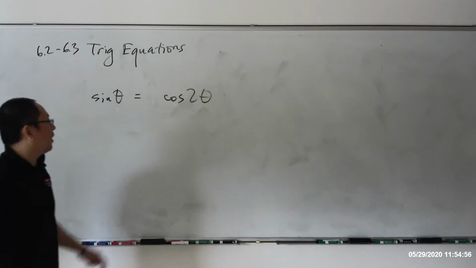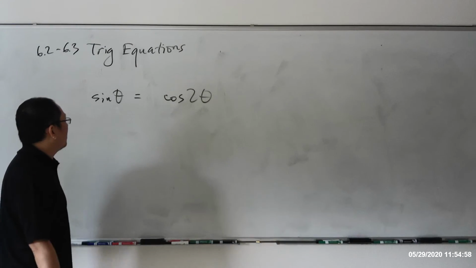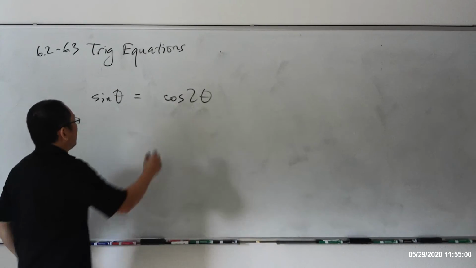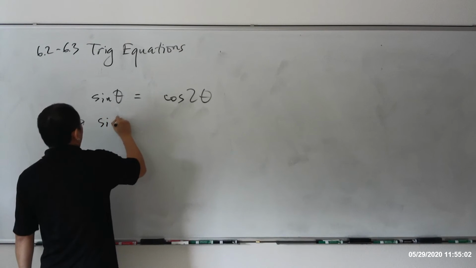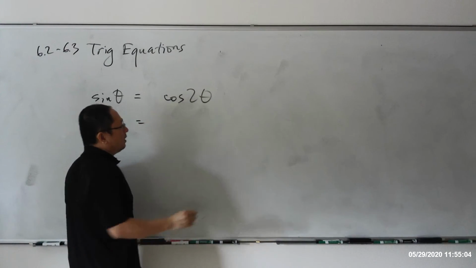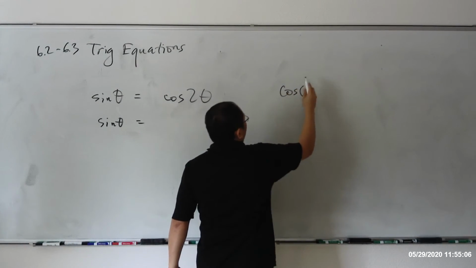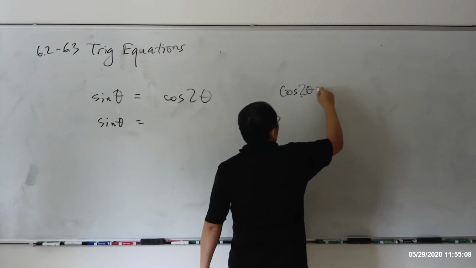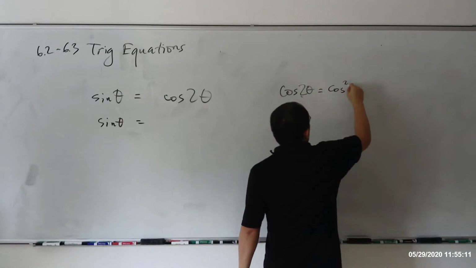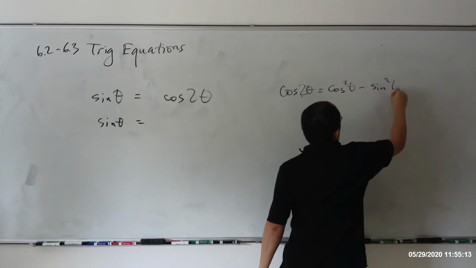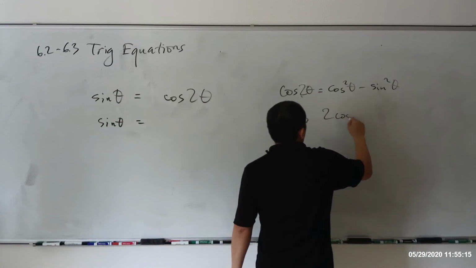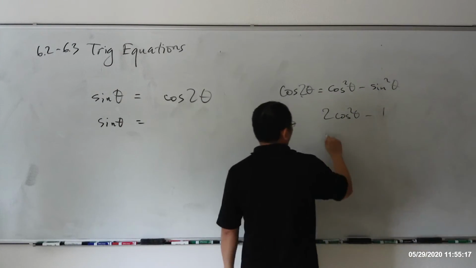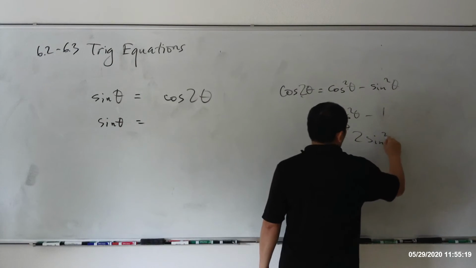First thing I would do is try to bring the double angle down to single angle. So I look for the double angle formula, cosine of 2 theta, and of course match up with the sine. This is sine theta, right? Cosine of 2 theta, right and left. We have 3 equations. Cosine square theta minus sine square theta. I got 2 cosine square theta minus 1. I got 1 minus 2 sine square theta.